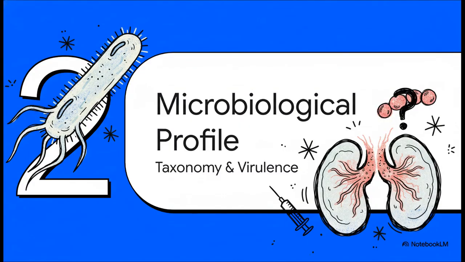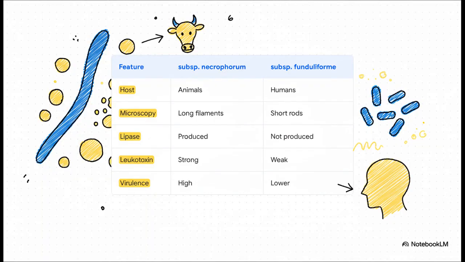All right, moving on to section 2, the microbiological profile. Let's dig into the taxonomy, the subspecies, and the virulence factors that make this organism so nasty. Okay, so there are two main subspecies you need to know about, and they're pretty different. Subspecies necrophorum, that's primarily the animal pathogen. It's highly virulent, packs a powerful leukotoxin, and looks like long filaments under the scope. What we're usually dealing with in human infections is subspecies funduliforme. It's considered less virulent, but as we'll see, less virulent is a very relative term.